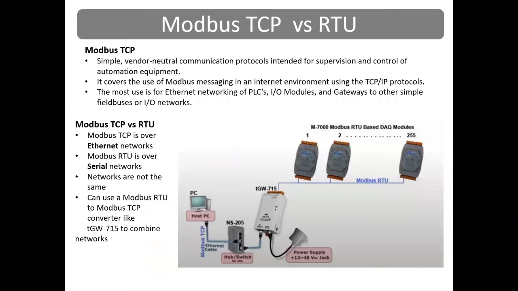Modbus TCP communicates over Ethernet networks, and Modbus RTU communicates over serial networks. These two networks are not the same. You could use a Modbus RTU to Modbus TCP converter like our TGW715 to integrate network communication. You can also use an RS-485 to Ethernet converter like our TDS715 if your computer doesn't have a serial COM port.